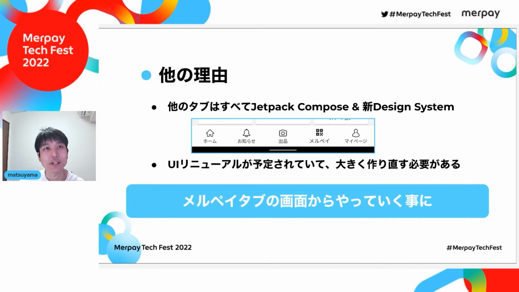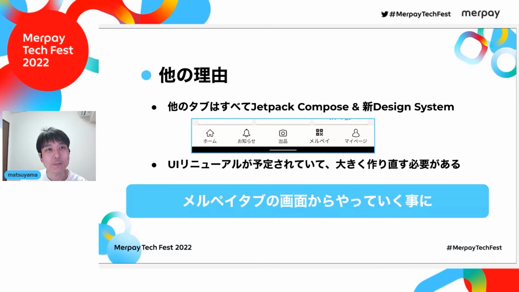Actually, there are some other reasons. What is the situation with the other tabs? The first screen that appears after the Merpay app is launched has 5 tabs at the bottom, but except for the Merpay tab, all 4 tabs have been replaced with Jetpack Compose and the new design system. Therefore, it was felt that rewriting this first would be a good idea from the UX perspective.